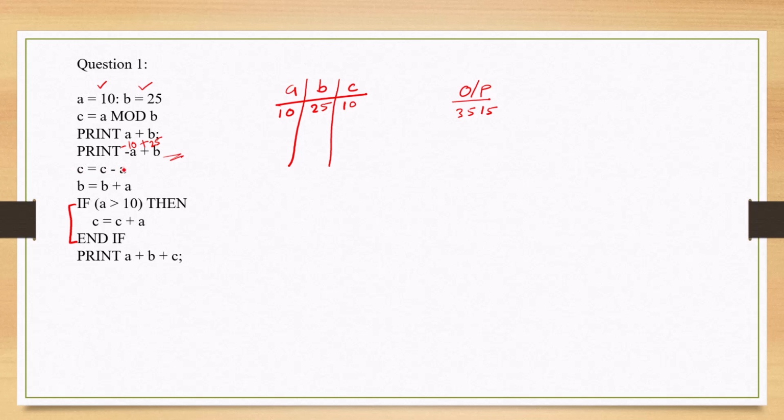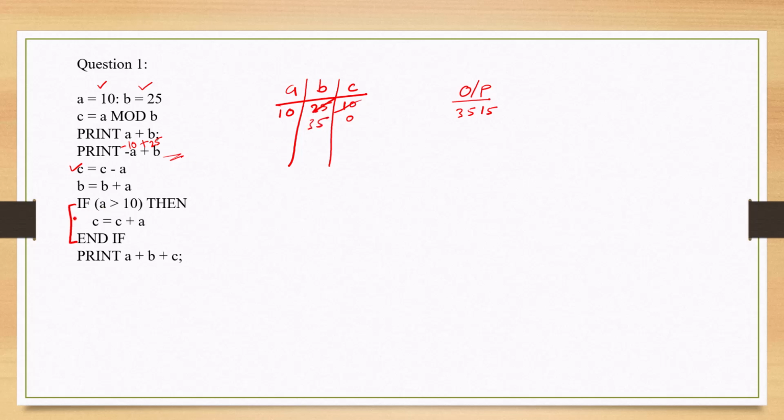Next we have C equal to C minus A. That is 10 minus 10. So C will become 0. Every time you make a change in the column, you have to strike it like this and then you can write below of it. Okay. Next is B equal to B plus A. So that is 25 plus 10, that will be 35 in the column of B.